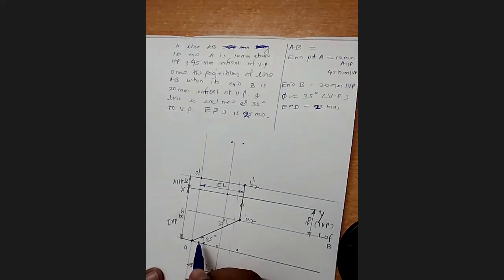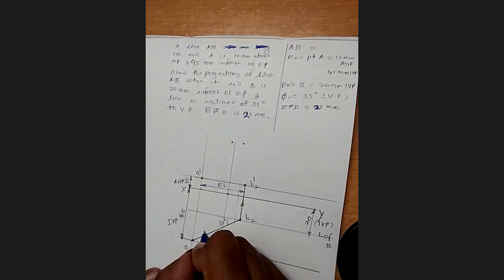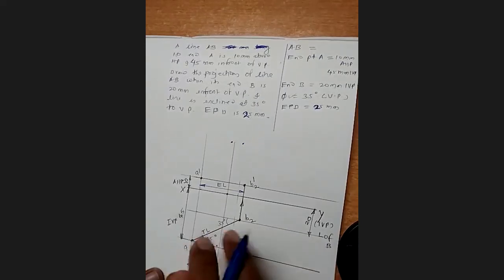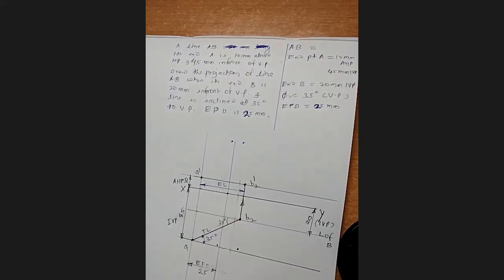You just understand that this 35-degree inclined line is going to give the TL. Okay, this is going to be the TL, but it is not known. On getting this construction, you will get the value of that true length, right?